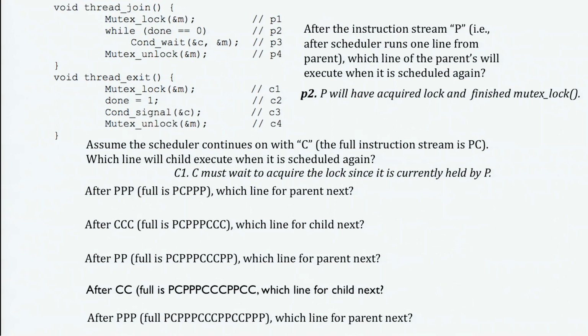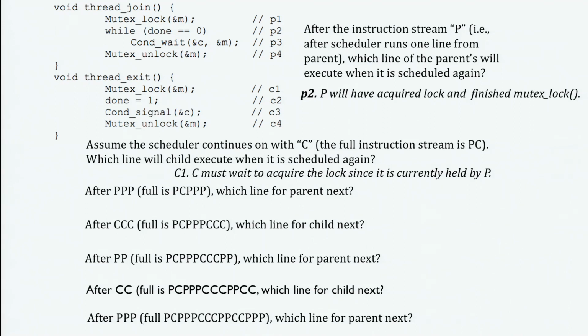Okay, so then what happens next? The parent runs 3 timer ticks. So what will it do? It takes 1 timer tick to look at whether done equals 0. It is. And then it calls condition wait. And it's going to be stuck in condition wait until a signal is called.